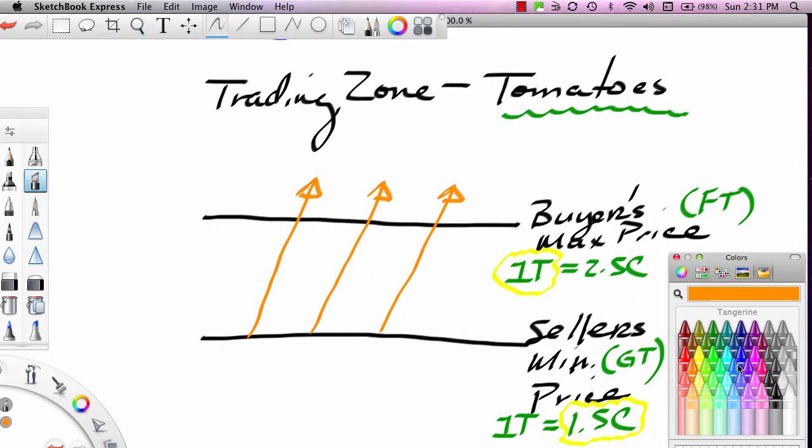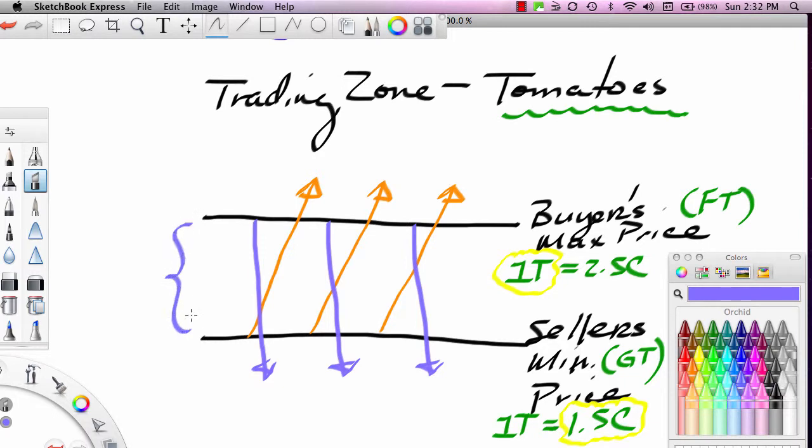The buyer, on the other hand, let me pick a different color here. We'll go with orchid. The buyer is after tomatoes and would be willing to pay anything less than 2.5 corn for a tomato. So the buyer is interested in any exchange rate that's below that upper line. So you can see here that there's a trading zone. This is the trading zone right here.